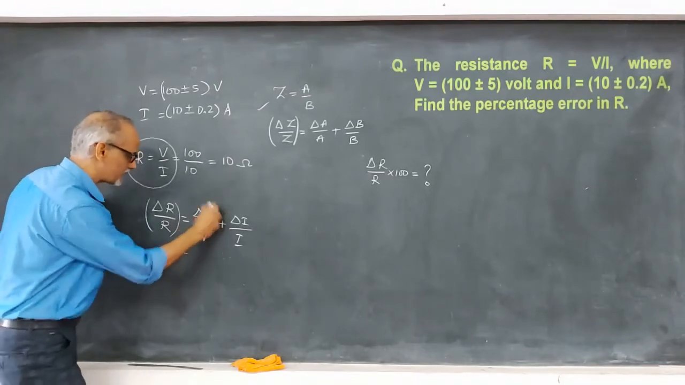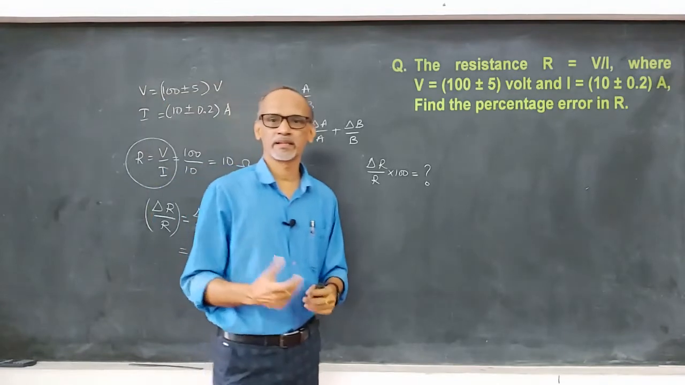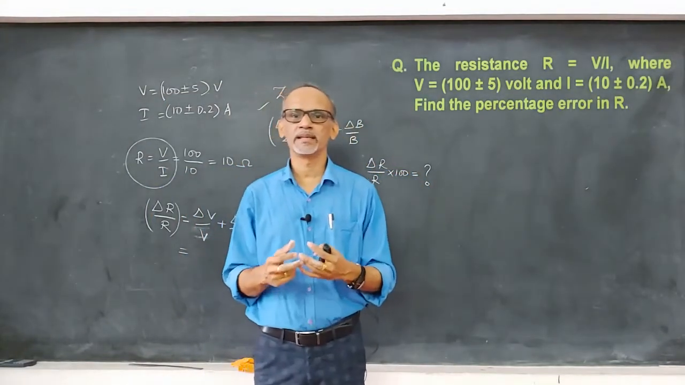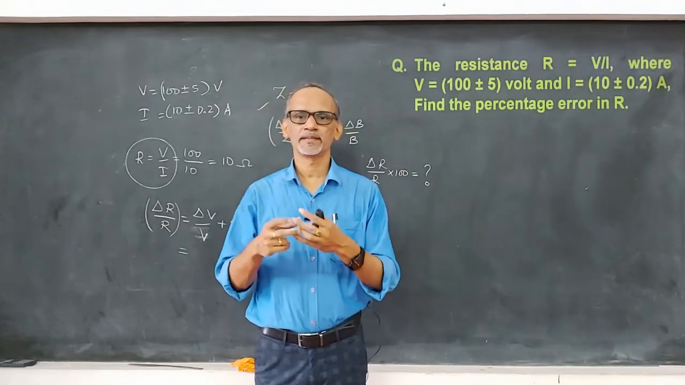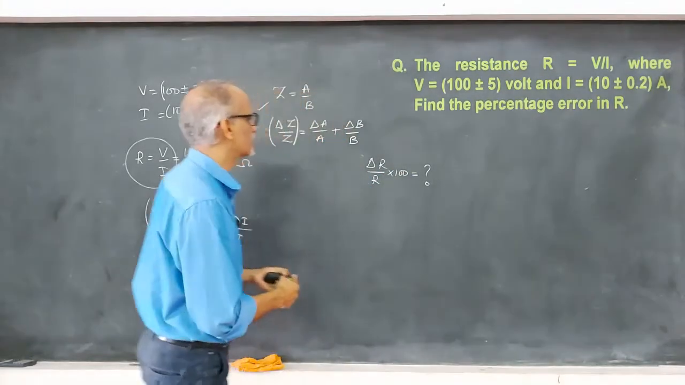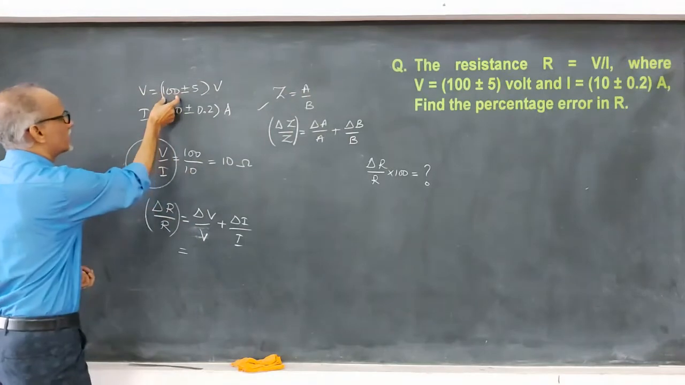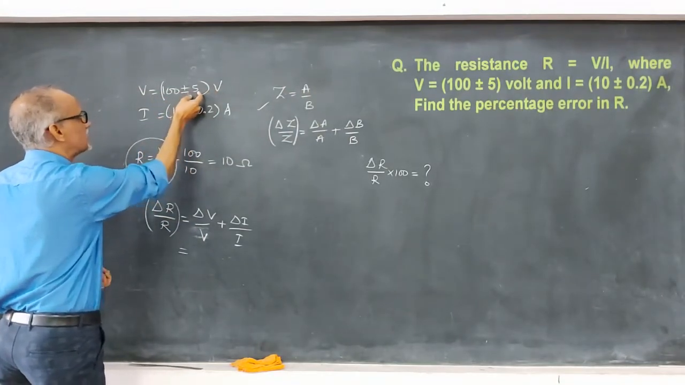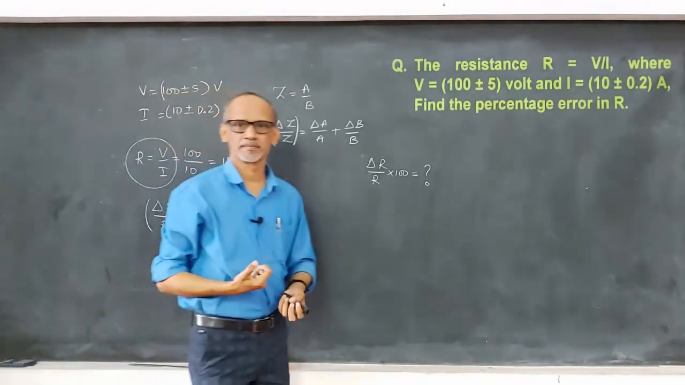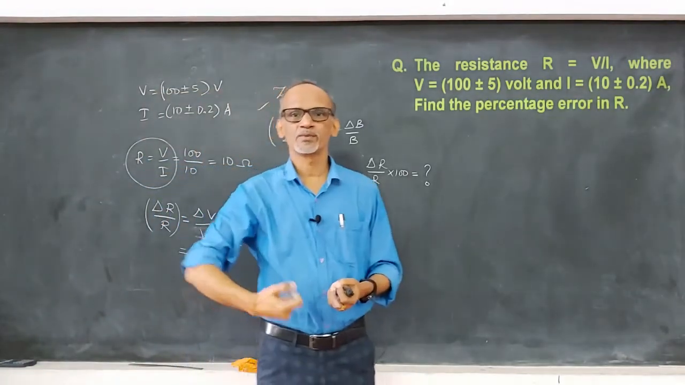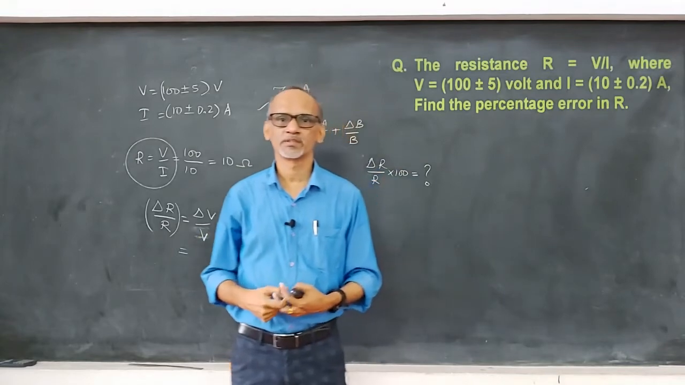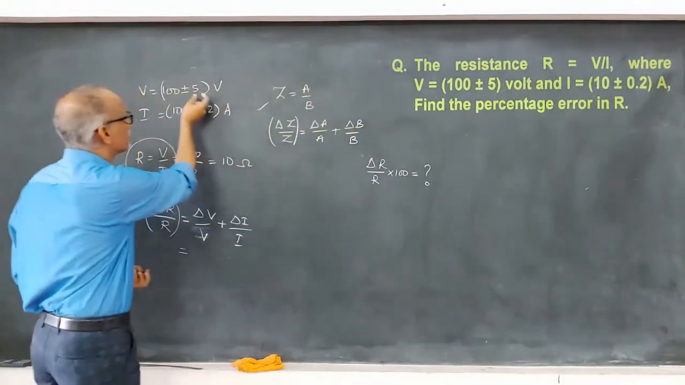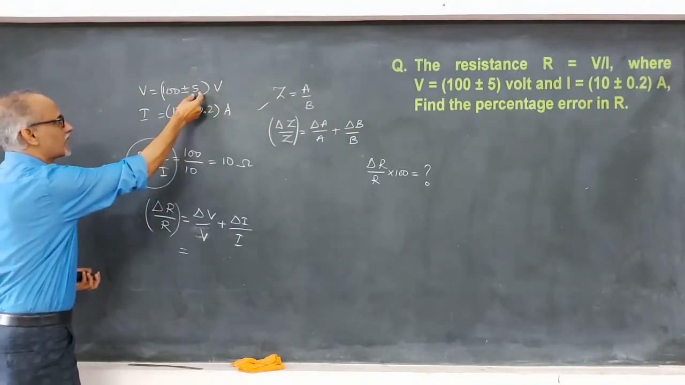What is a delta V? Delta V is nothing but absolute error, and absolute error, I have already told you, is the least count of the device. They have already given it. Can you see that here? It's 100 plus or minus 5 volt. So 5 volt is the least count of the device. Which device is used to measure voltage? It is a voltmeter. So the least count of the voltmeter is given as 5 volt, and that 5 volt is nothing but the absolute error.